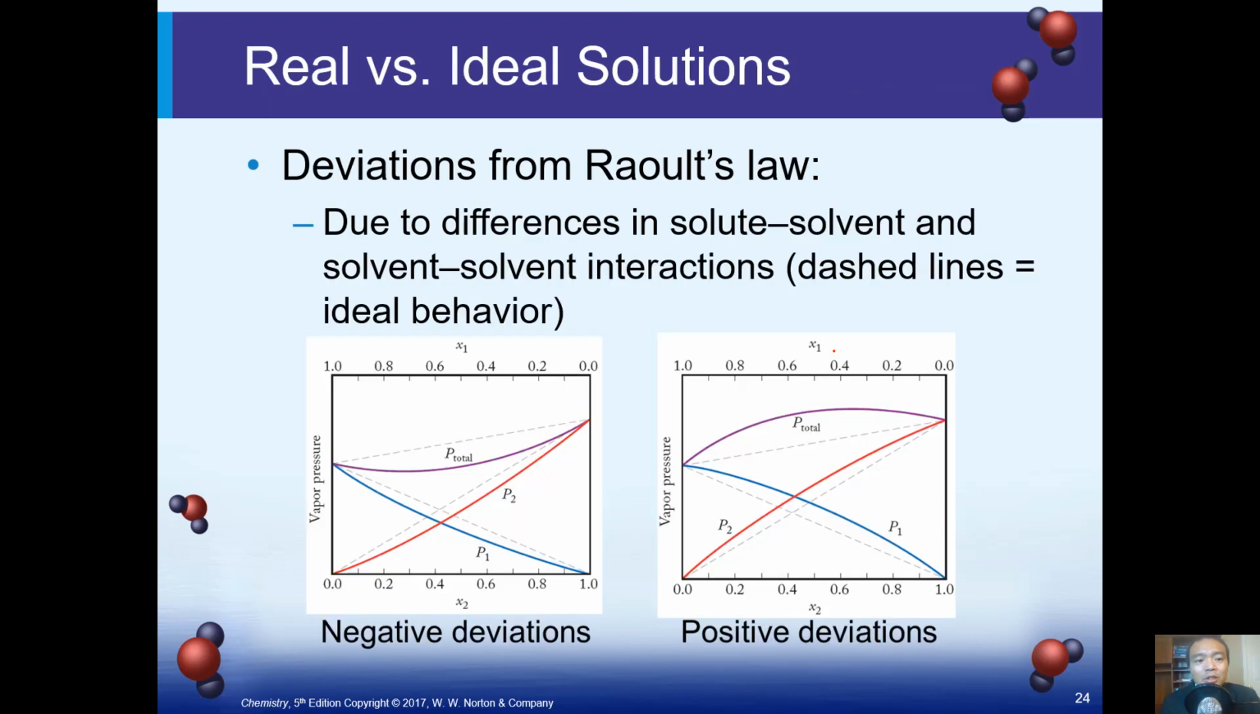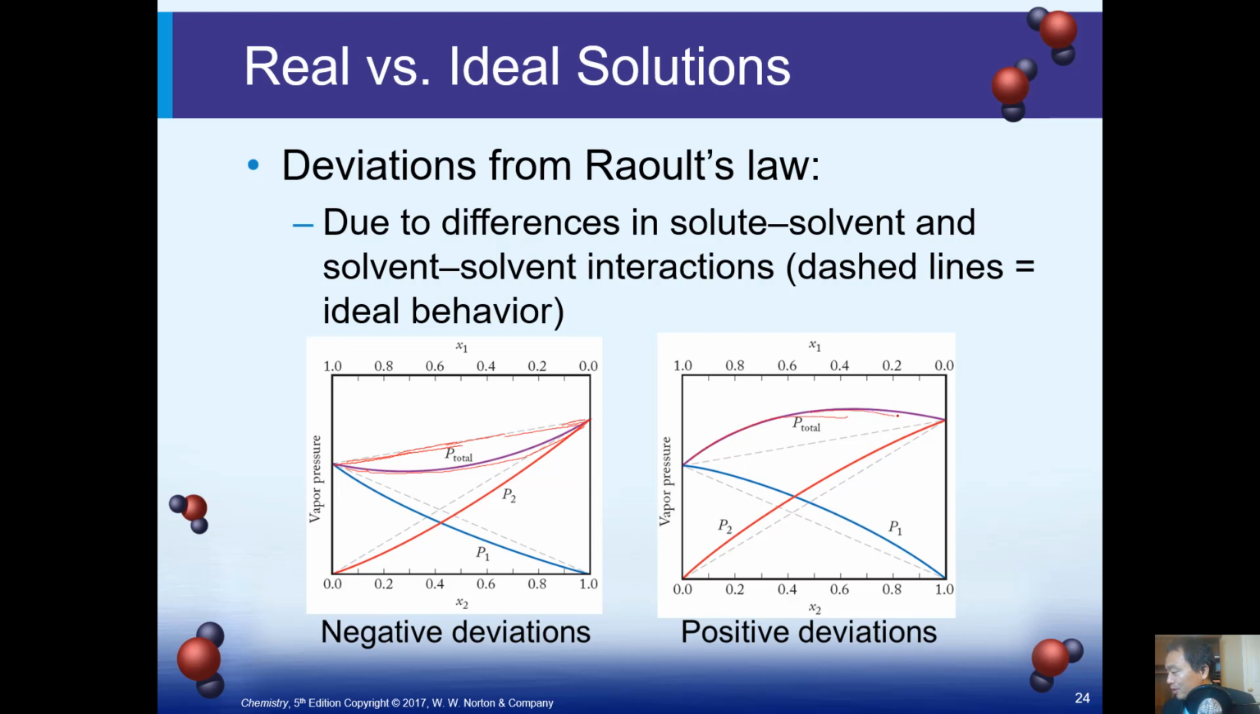Let's look at the two-component system. The ideal situation, with a contribution from component 1 and 2, would be that the P total is this line when you add them together. That's a straight line, as you see with this dashed line over here. But sometimes the P total will be smaller than predicted, like you see in this purple. And sometimes it could be bigger.